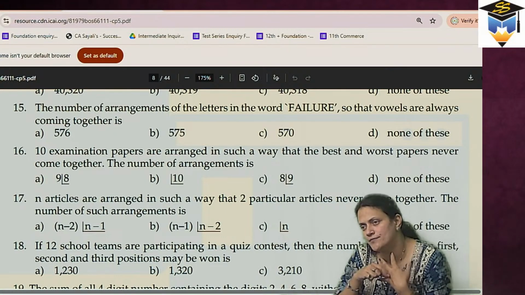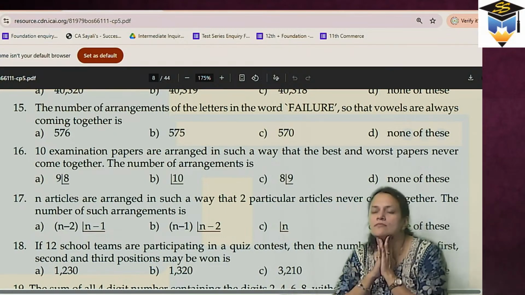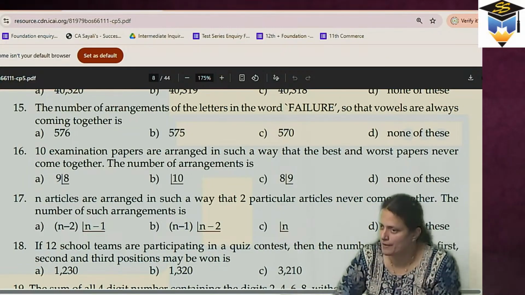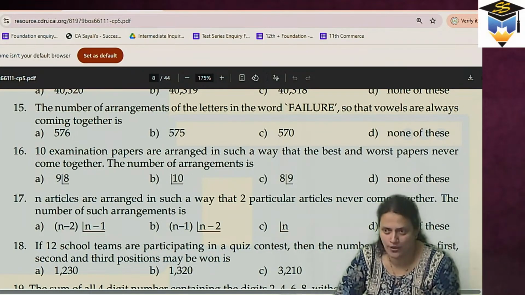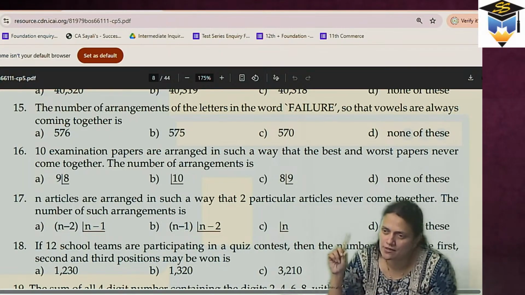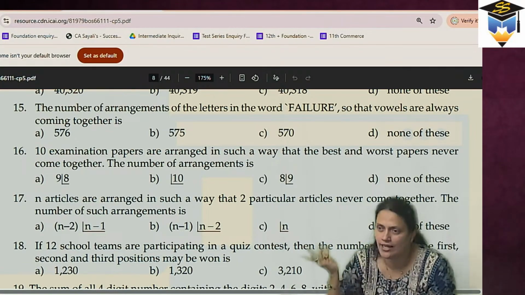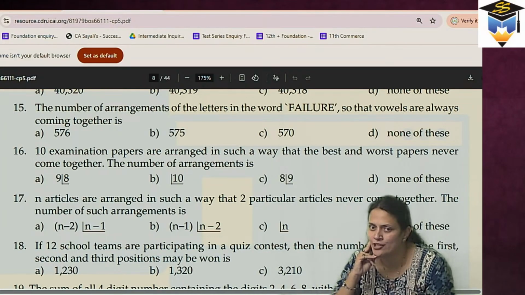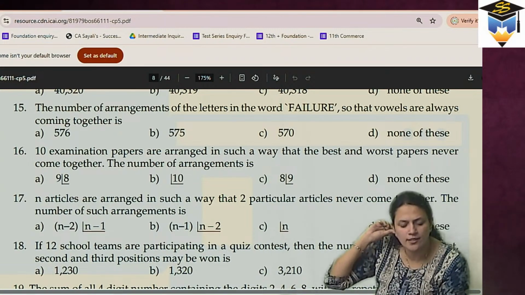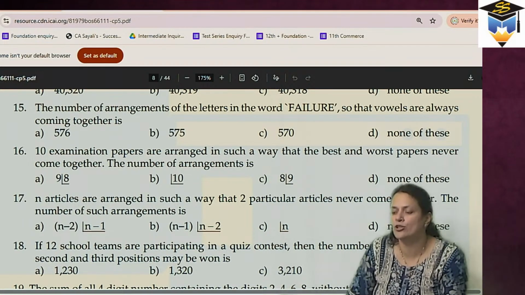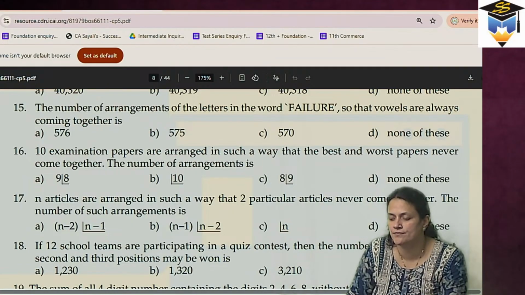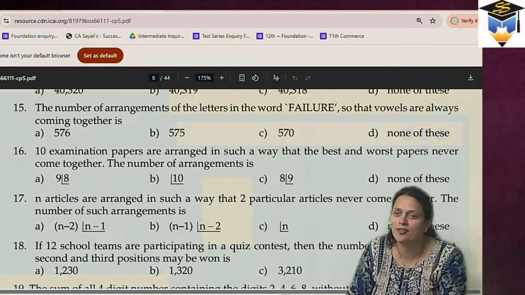Did everybody understand? 10 are the total number of papers. Worst and best can't come together. Okay? So worst papers are one type, best papers are one type. So 10 minus 2 is 8. So 8 and 9, multiplication is used. Principle of multiplication because 'and' is there. Next, question number 17. I hope everybody has understood. So the answer is going to be 8 factorial into 9 factorial, option C. Why not 9 into 8 factorial?